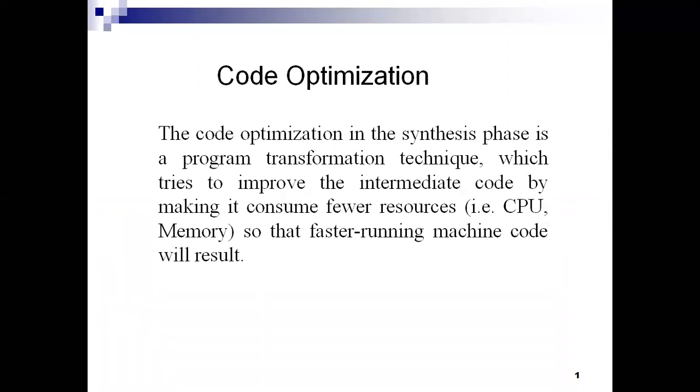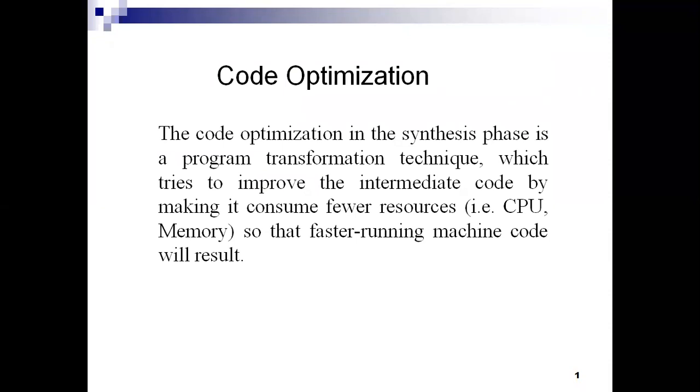What is the need of optimization, what is code optimization, and what type of result are we going to generate by doing optimization? For that, see the slide once. Code optimization in the synthesis phase is a program transformation technique which always tries to improve the intermediate code, so underline that, by making it consume fewer resources.